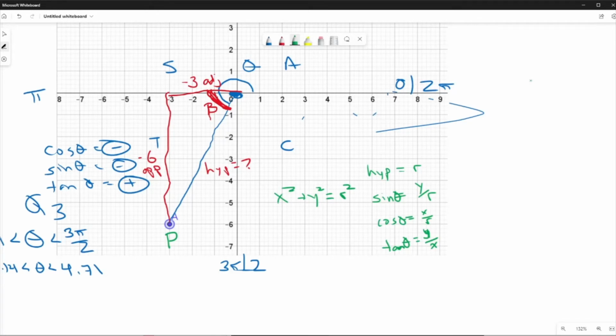Let's see if we can calculate this now. The sine of the angle, okay, well let's find the radius first, okay? So that's of course the first thing we're going to do. So the radius, okay, so we're going to say negative 3 squared plus negative 6 squared equals r squared. So this is 9, this is 36, this is r squared. 45 equals r squared, r equals root 45, okay?